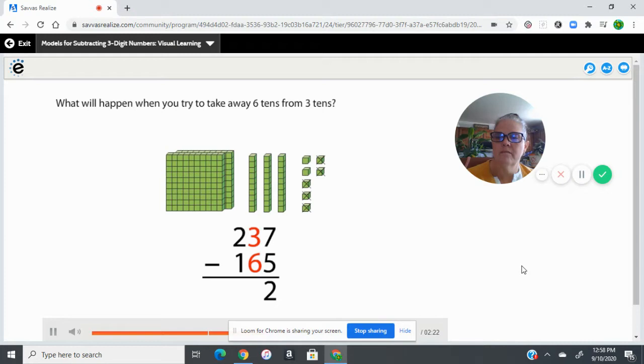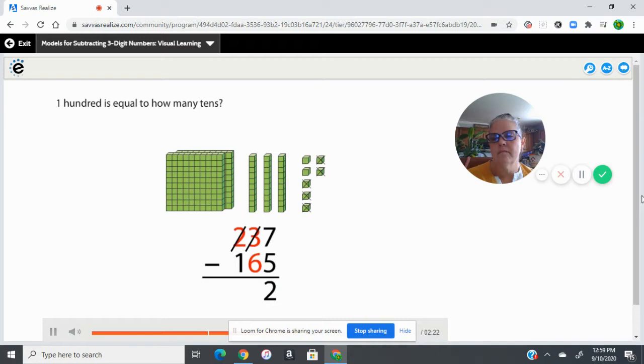What will happen when you try to take away 6 tens from 3 tens? Okay, so looking at that, do we have enough tens to take? We don't have enough tens. So we're going to have to go over here and break up one of these hundreds to help us add to these tens. There are not enough tens. 3 tens is less than 6 tens, so regroup.